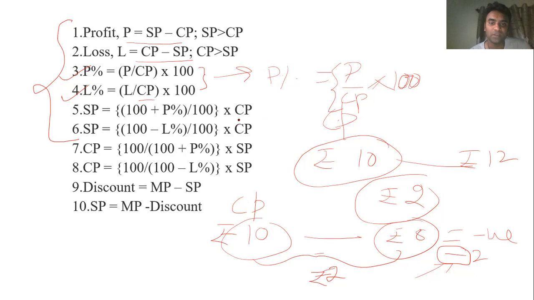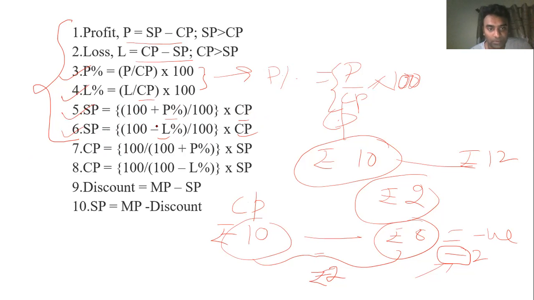Now suppose cost price is given to you and profit percentage is given to you, and the question is asking you to calculate selling price, then put all the credentials given in formula number 5, you will be getting the selling price. Likewise, if loss percentage is given to you and cost price is given to you, and the question is asking you to calculate the selling price, substitute all the relevant information in formula number 6, you will get the required answer.